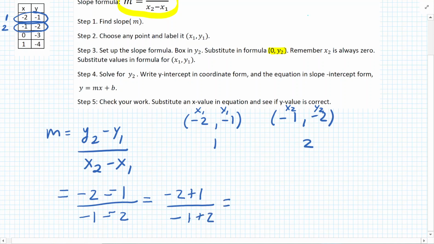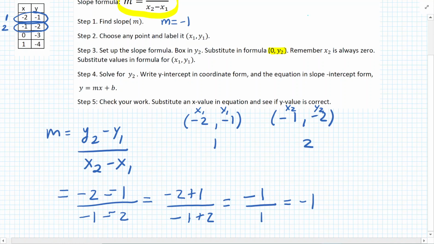See how the two minuses become pluses? Next, minus 2 plus 1 is simply minus 1. Minus 1 plus 2 is going to be 1. Thus, we're left with negative 1. That is the slope. So I'm going to come up here and write slope equals negative 1. We're done with step 1.